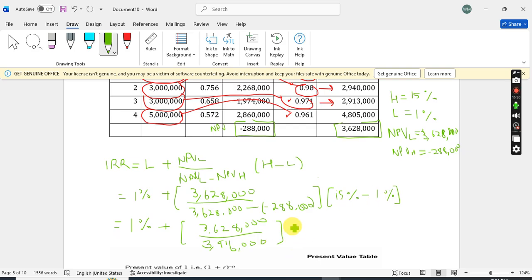15 minus 1, that is 14% here. So 3,628,000 divided by 3,916,000.